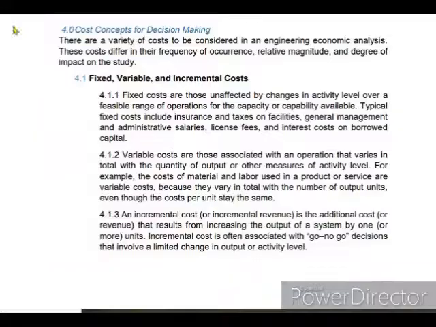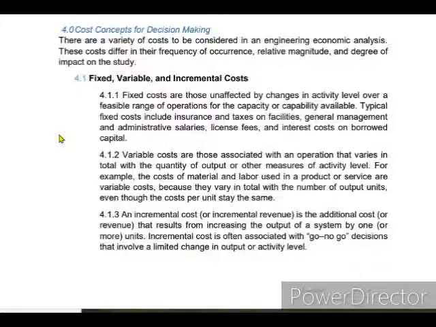Next, 4.0, cost concepts for decision making. So this is another topic that we are referring to. There are a variety of costs to be considered in an engineering economic analysis. So there are varieties, so expect different kinds of costs. These costs differ in their frequency of occurrence, relative magnitude, and the degree of impact on the study. So we will differentiate each of these.